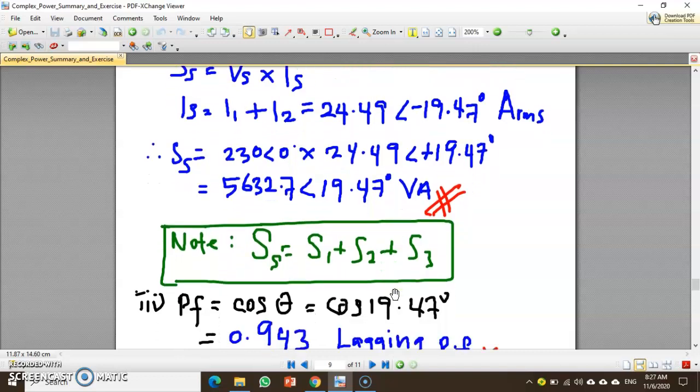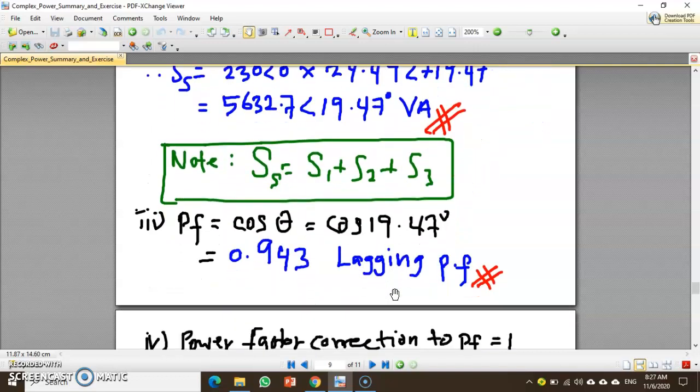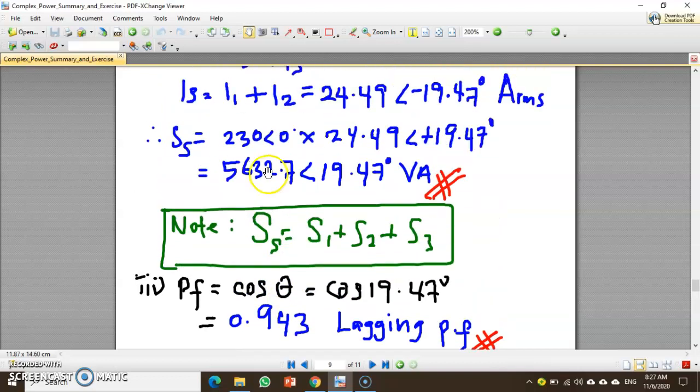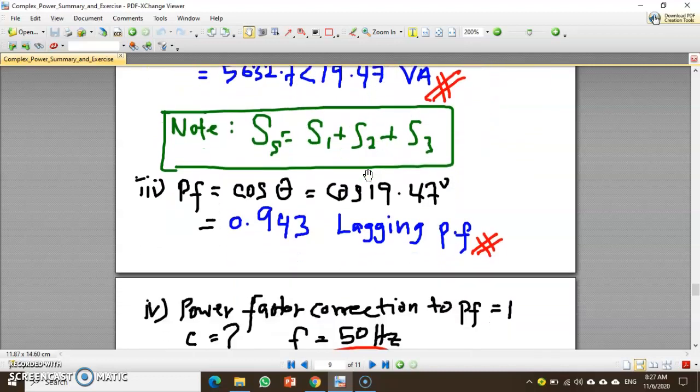Okay, next, the last, power factor. How to determine the power factor of the total load? So we have S supply, we have a magnitude. This is the apparent power, and this is the angle of the power triangle. So power factor equals cos theta. Cos theta, okay, so 0.943.